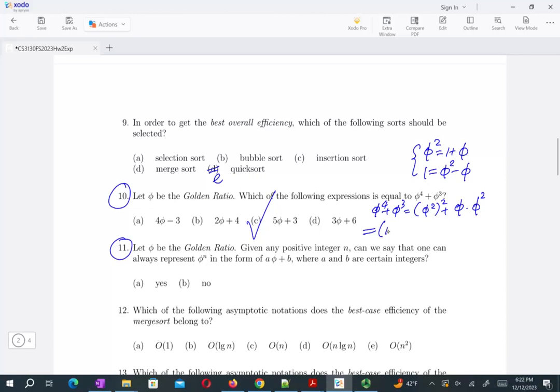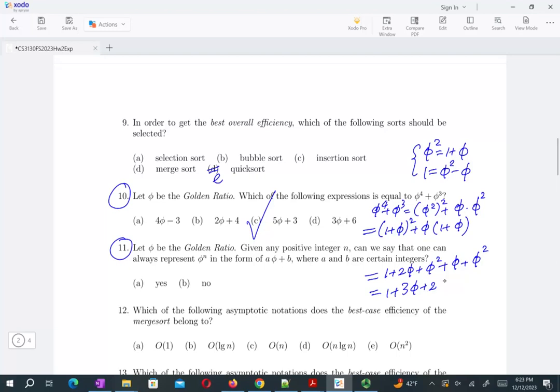Phi squared, replace it by 1 plus phi squared plus phi times 1 plus phi. So here I need to use a little more space down here. So 1 plus 2 phi plus phi squared plus phi plus phi squared. Combine the terms. 1 plus 3 phi plus 2 phi squared. Okay? 2 phi squared, let me jump one more step.